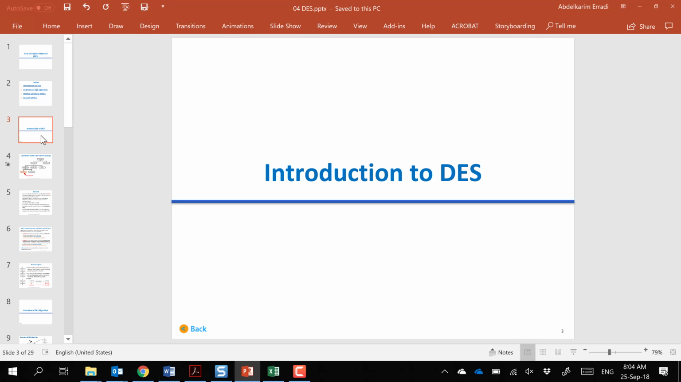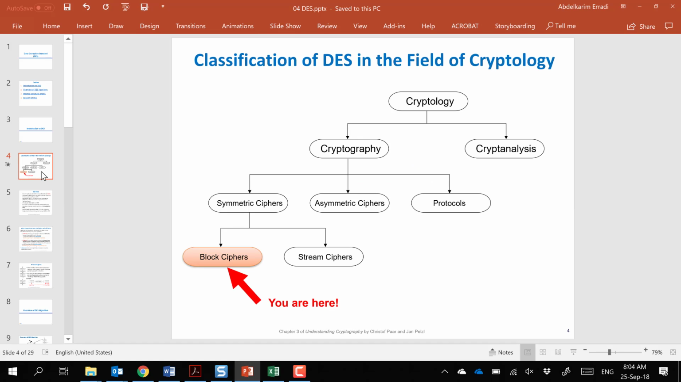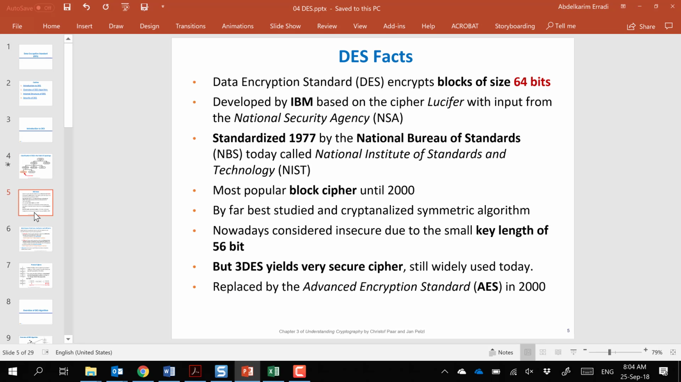So first of all, DES stands for Data Encryption Standard, and it is a block cipher, as explained last time. And these things I already explained. It is a 64-bit cipher, which means it encrypts and decrypts 64 bits at a time. It was developed by IBM and the NSA, and then it was standardized in 1977 by NIST, the National Institute of Standards and Technology.